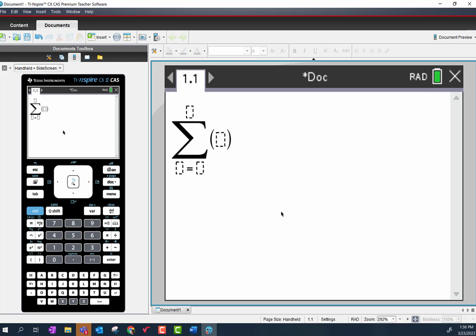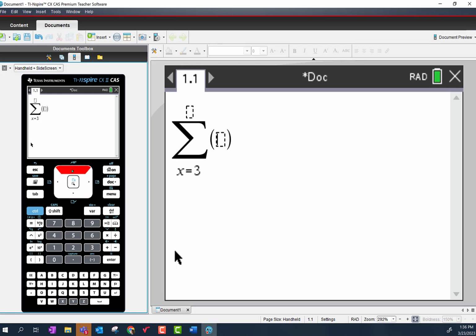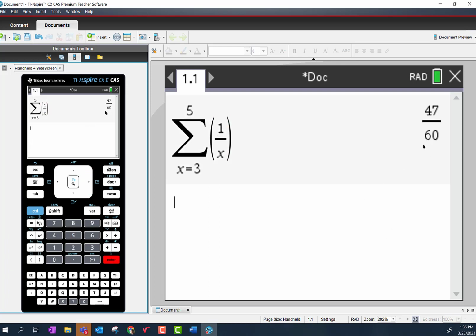Now I'm going to use an x, not a j. Please use one of the gray letters. Don't use these white letters. So the variable x, on the first one we're going from 3. And our formula, I like to do fractions. So our formula is 1 over x. Again, I'm using x instead of j. And I want to go all the way to 5. And then we let the calculator do its thing. And we get the answer of 47/60.